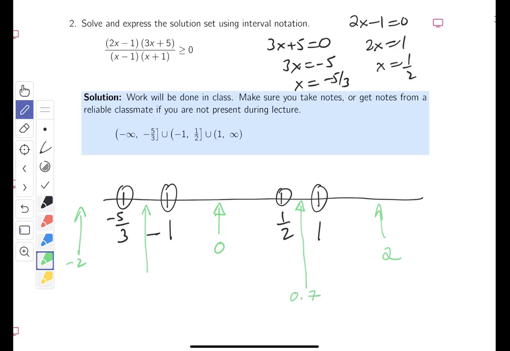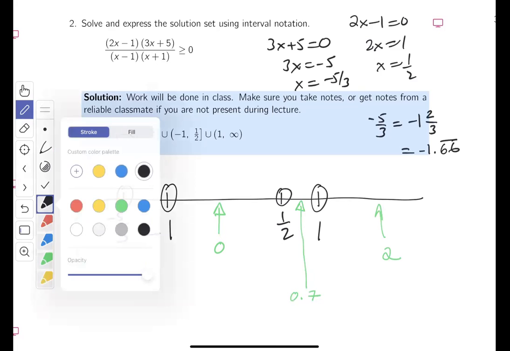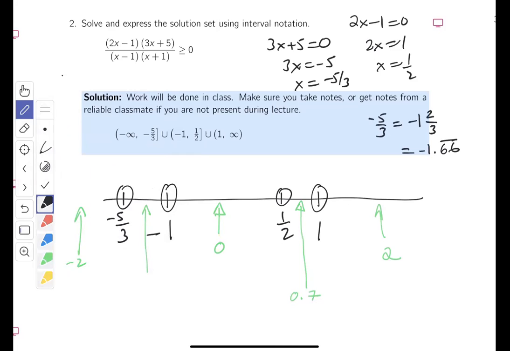Well, I hope you realize that minus 5/3, as I said, is minus 1 2/3. Let me write that down for you. Minus 5/3 is minus 1 2/3. And you should realize in decimal form, that's minus 1.66 repeated. So I want to pick a really easy number between minus 1 and minus 1.66. And what would I say? I would say minus 1.1. You're free to choose.